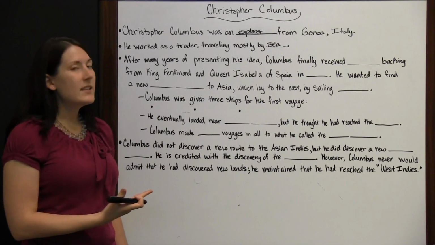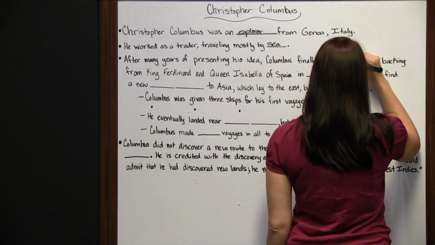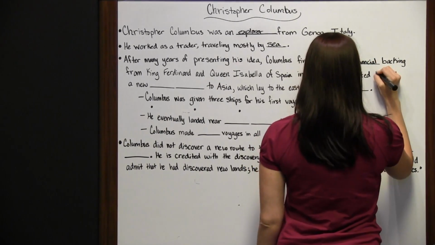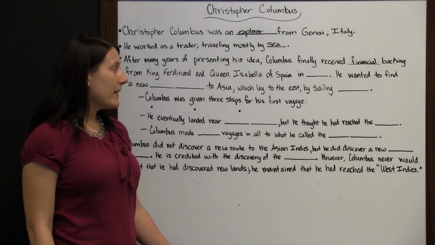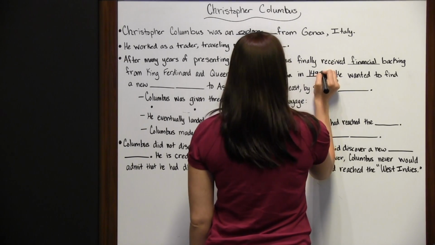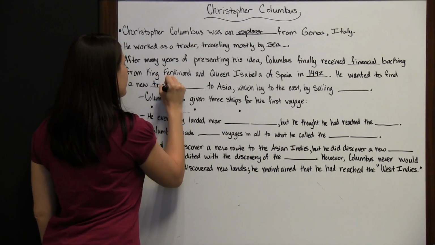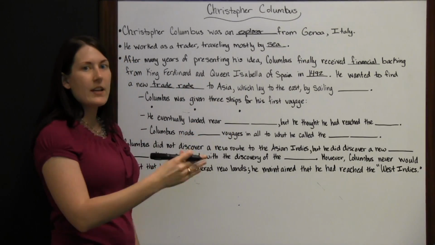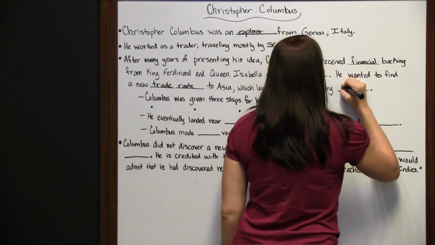After many years of presenting his idea, Columbus finally received financial backing from King Ferdinand and Queen Isabella of Spain in 1492. And this was his idea. He wanted to find a new trade route to Asia, which lay to the east. So Asia lay to the east of them, but he wanted to get there by sailing west.